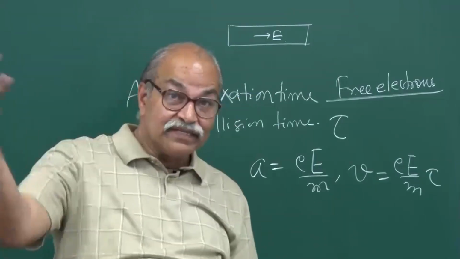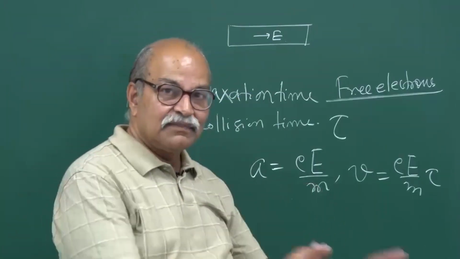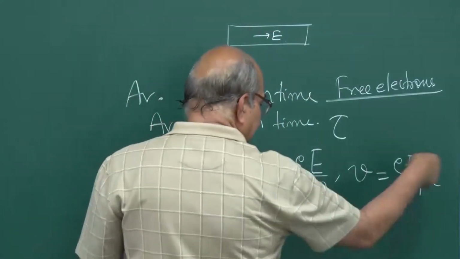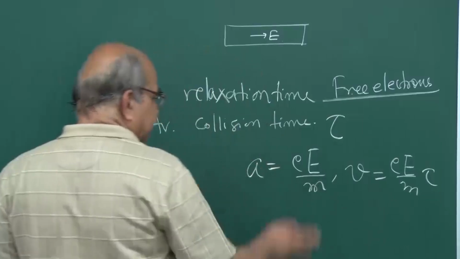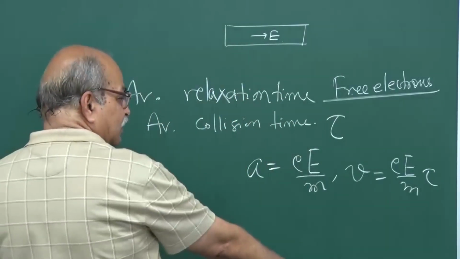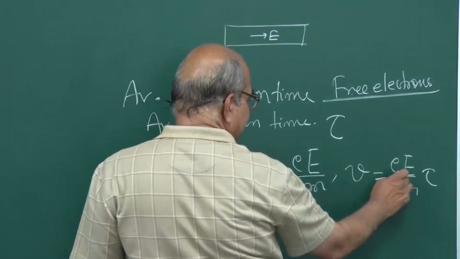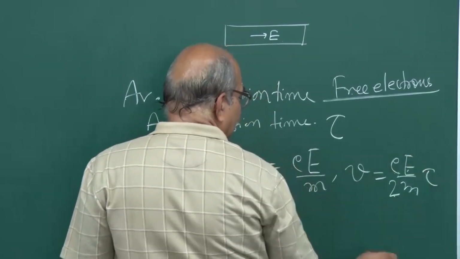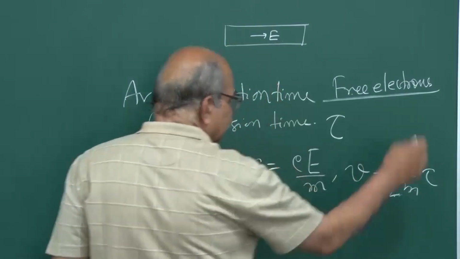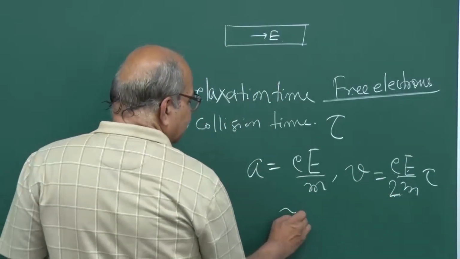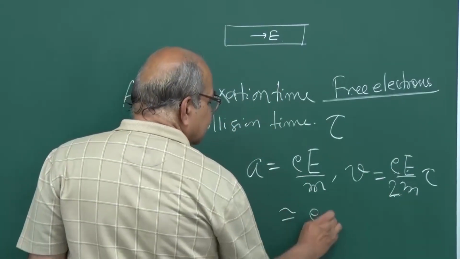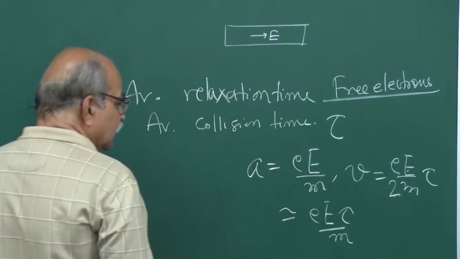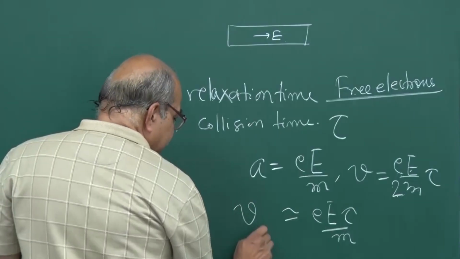That random motion is there, but on top of that this systematic motion because of this. So this is of that order. It's such a crude calculation that I cannot claim that it is E tau by m, or E tau by 2m, or E tau by 3m, but it is of that order, some constant times E tau by m. So that is the drift. It's called drift velocity.